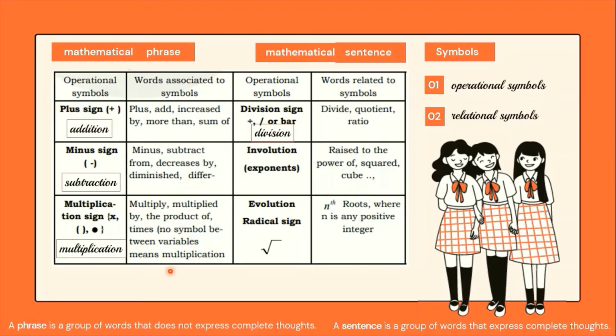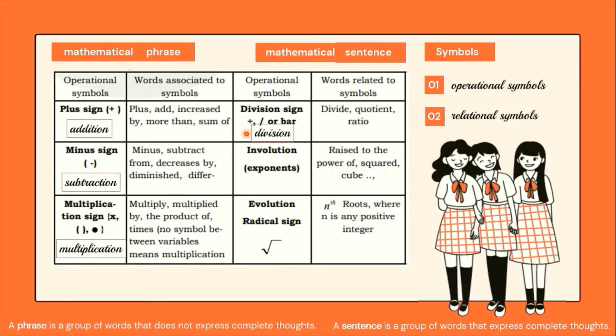There are also times wherein ang mga numbers or number and a letter ay magkadikit pero wala siyang symbol. Ito, no symbol between variables means multiplication as well. So mamaya makikita natin yung mga ganong example. Aside from that, we also have the words multiply, multiplied by, the product of, and yung times. Pag nakita natin itong mga words and phrases na ito, tumutukoy ito sa process na multiplication.